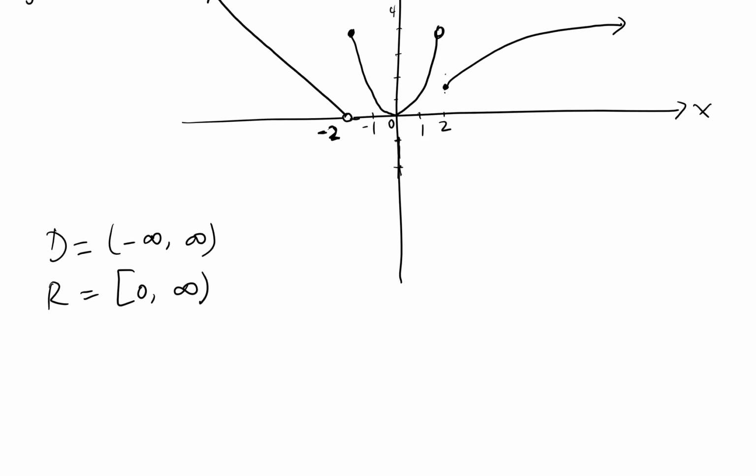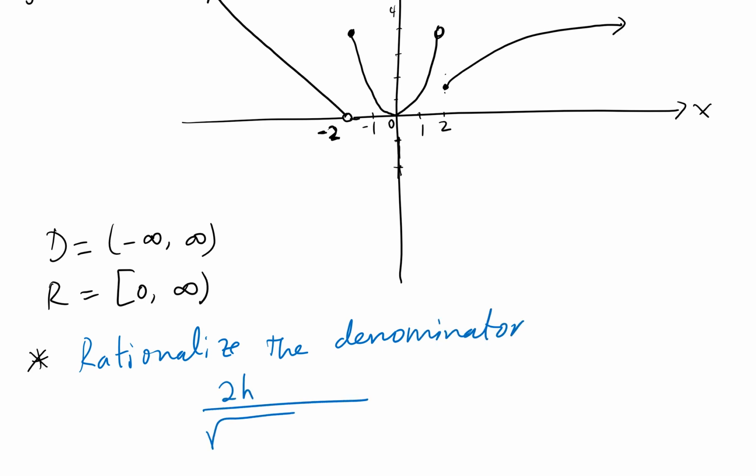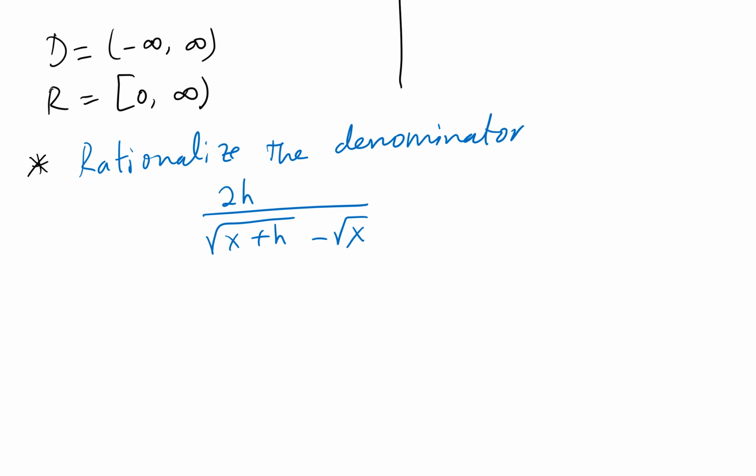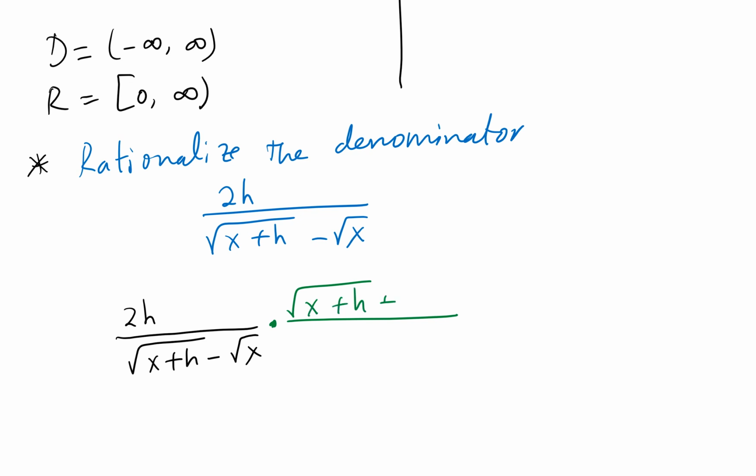Other things I would like to review is rationalizing the denominator. Let's say rationalize the denominator for the fraction 2h over the square root of x plus h minus the square root of x. Rationalize the denominator means rewrite this expression with no radicals in the denominator. So you multiply top and bottom by the conjugate. The conjugate is you do the same thing in the denominator, just switch the middle sign.